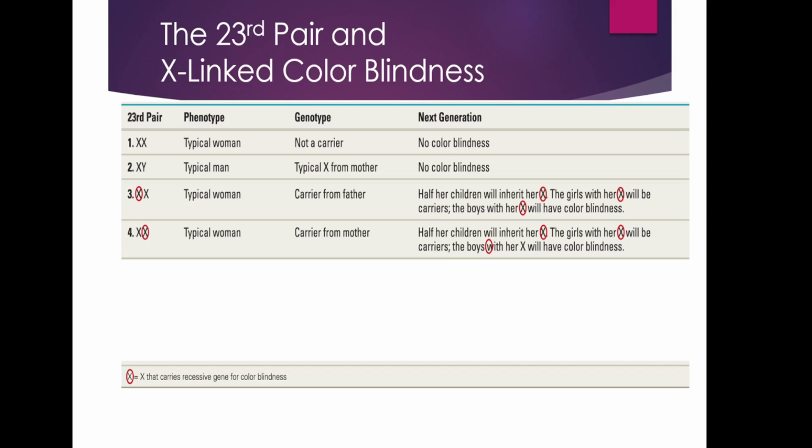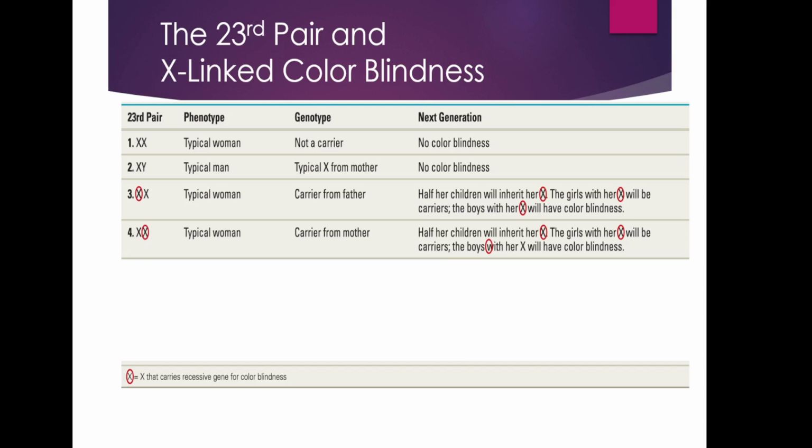On row 4, we have the typical woman, and now she inherited it from her mom, and the same thing would happen, right? It doesn't matter whether she got it from her mom or she got it from her dad, the same thing will happen. She has a 50-50 chance of passing that code on to one of her offspring. If she passes it to a son, it'll cause colorblindness in that son. If she passes it to a daughter, it will cause that daughter to be a carrier.